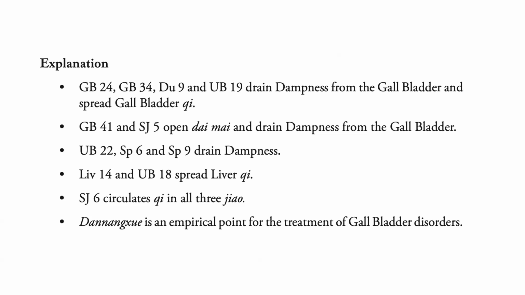To explain the choice of points: gallbladder 24, 30, and 34, Du9, and bladder 19 drain dampness from the gallbladder and spread gallbladder qi. Gallbladder 41 and Sanjiao 5 open Dai Mai and drain dampness from the gallbladder. UB22, spleen 6, and spleen 9 drain dampness. Liver 14 and UB18 spread liver qi. Sanjiao 6 circulates qi in all the three jiaos. Dannangxue is an empirical point for the treatment of gallbladder disorders.